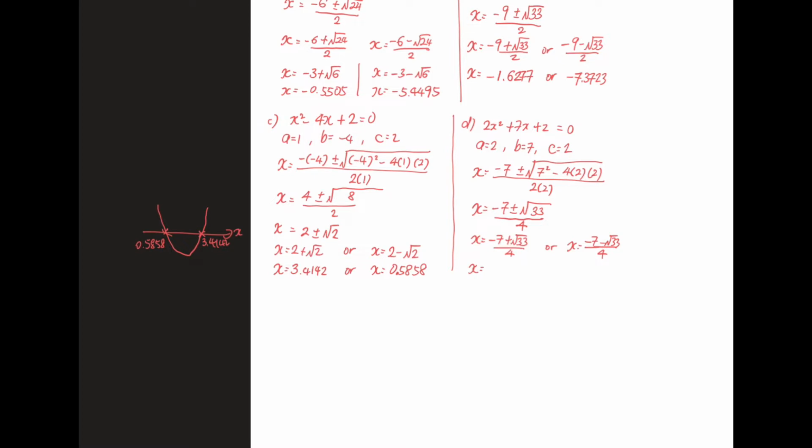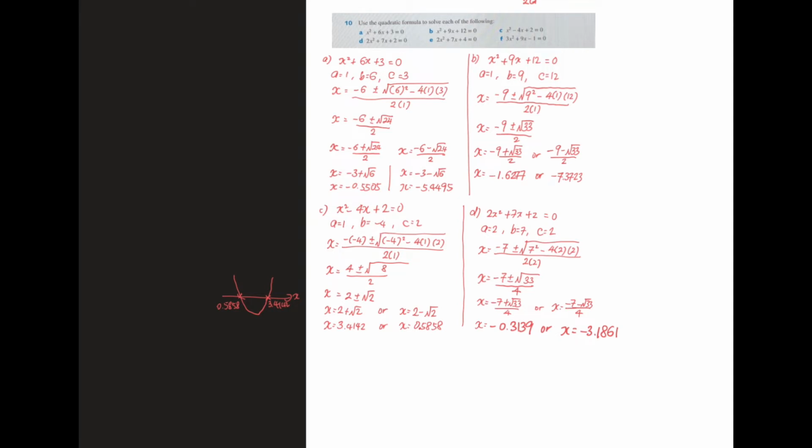Okay, so let's continue with this here. We press the calculator, and for this we get negative 0.3139. The next one, x equal to negative 3.1861. Okay, so these are the two values that we get. Both are negative. Now let's continue with E then.